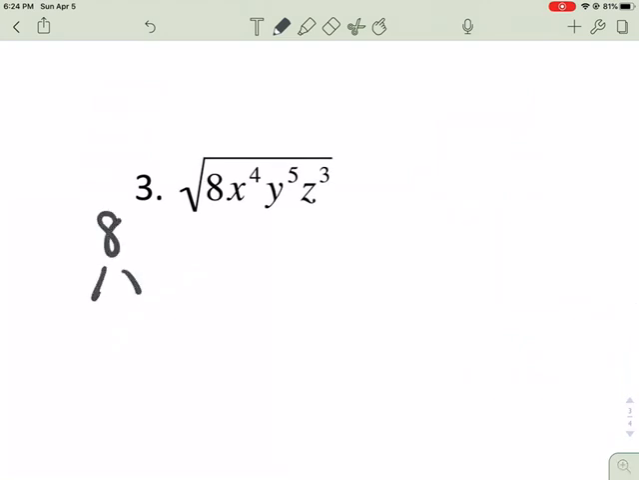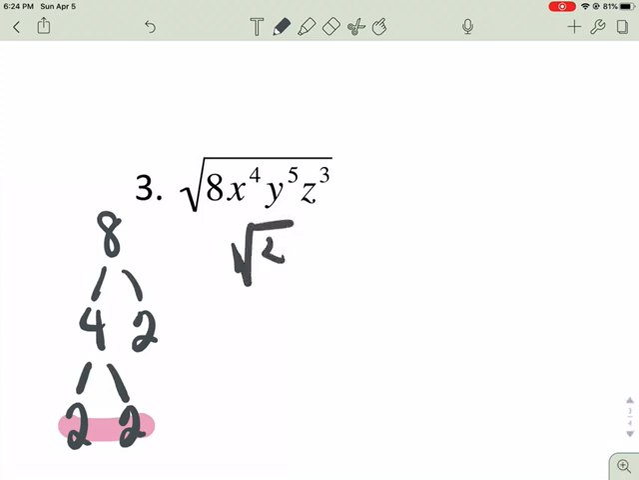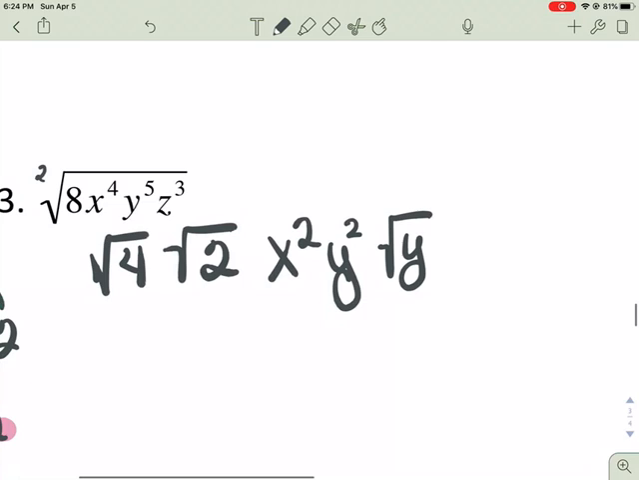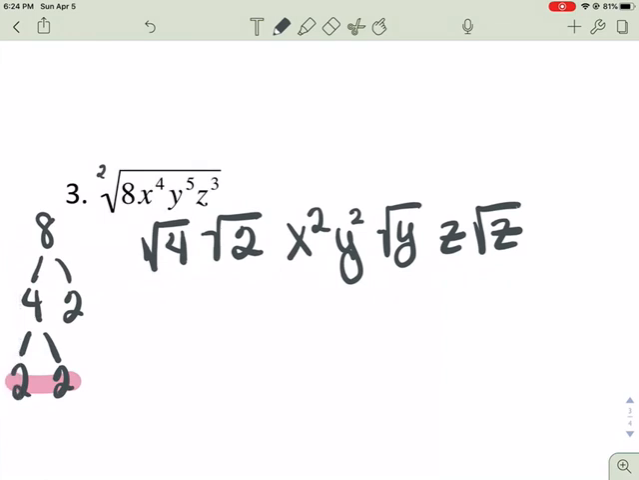Let's try this one. 8, I may have to break that down. Let's take him on the side, break him down. Okay, so we're doing a square root, so there's a pair. So square root of 4, square root of 2. Okay, now remember there's a little 2 here, so I'm going to do my 2 into 4 gives me x squared. 2 into 5 gives me y squared, because 2 y's, and a y left over. And 2 goes into 3 once with a z left over.